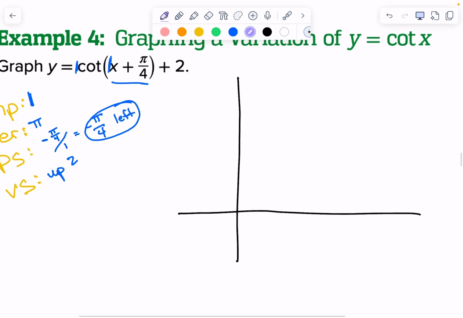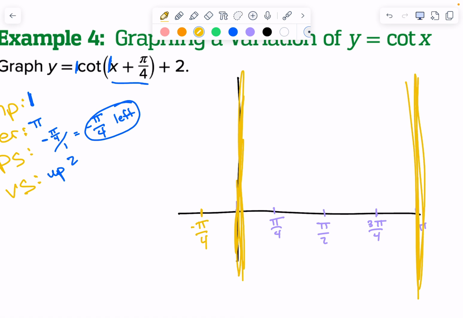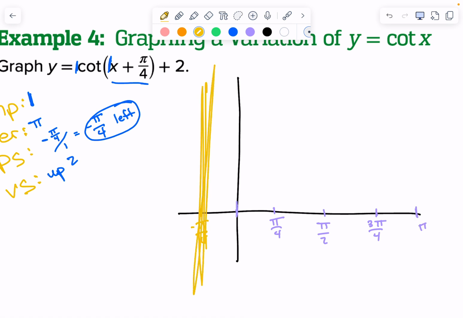So normally cotangent goes from 0 to pi. This would be pi over 2. This would be pi over 4. What's this? 3 pi over 4, right? Except I'm going to the left pi over 4. So this amount is pi over 4. I'm going to put left pi over 4. So rather than starting here and ending here, I'm going to start here and end at 3 pi over 4. So those are my vertical asymptotes.